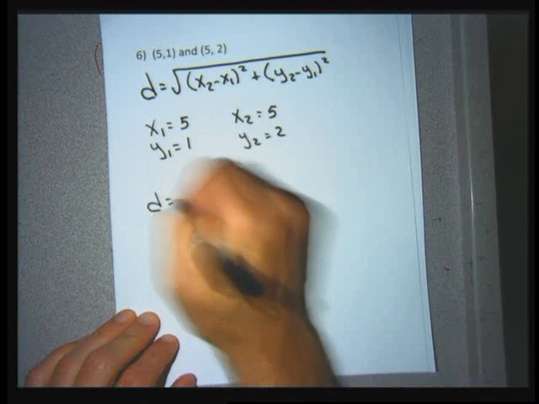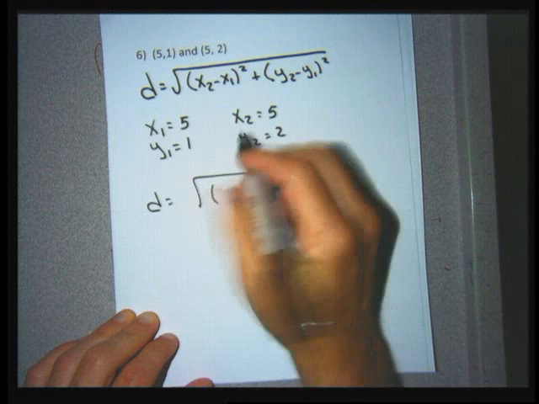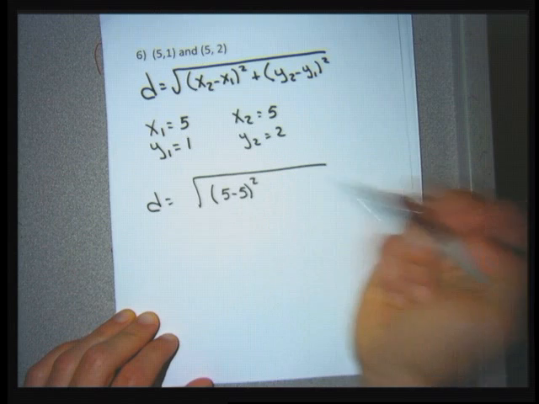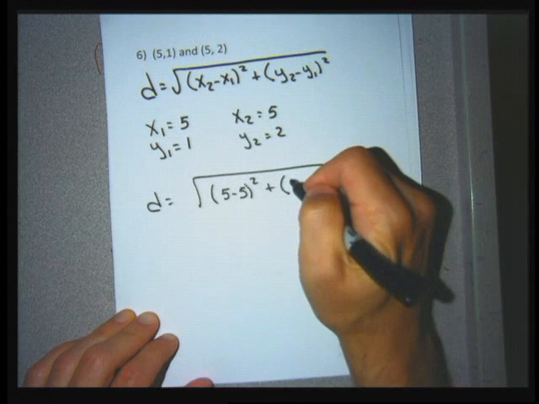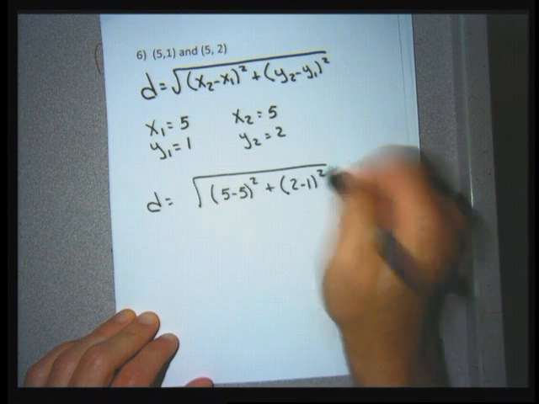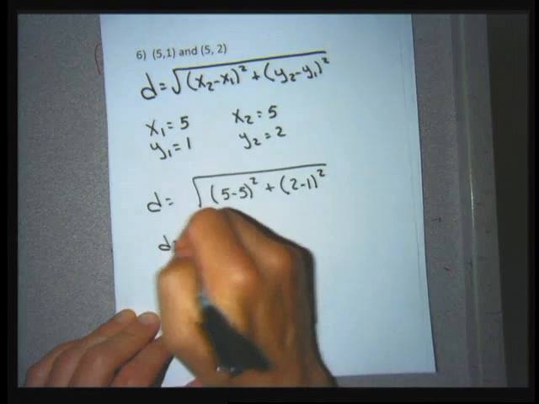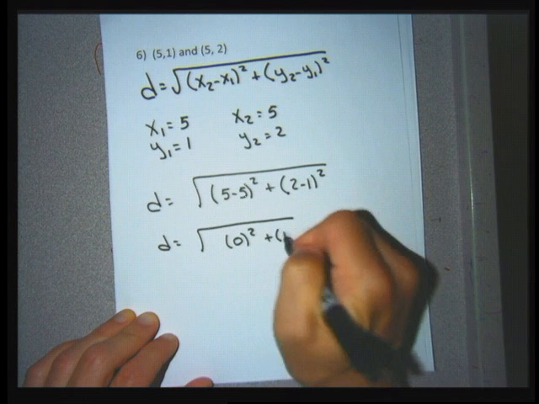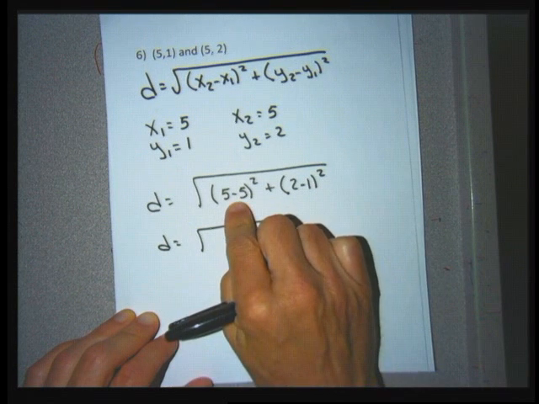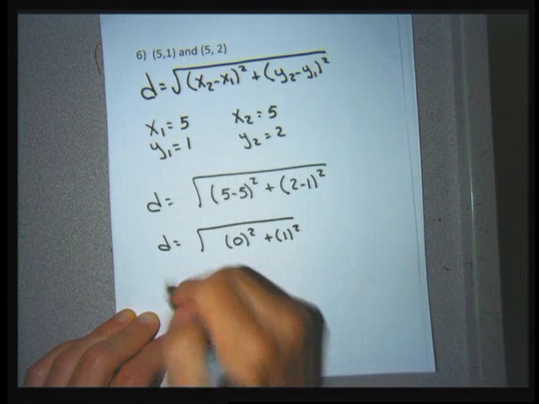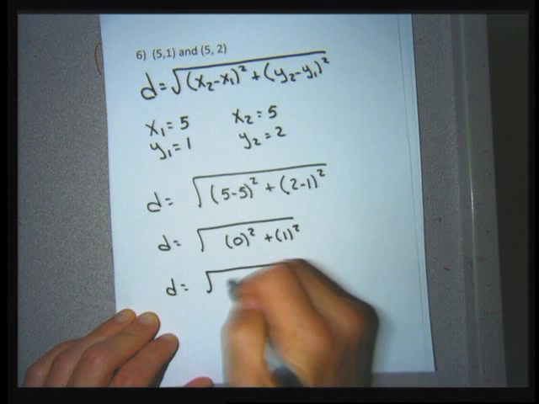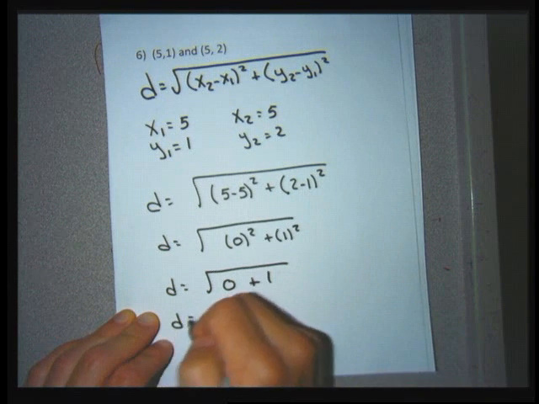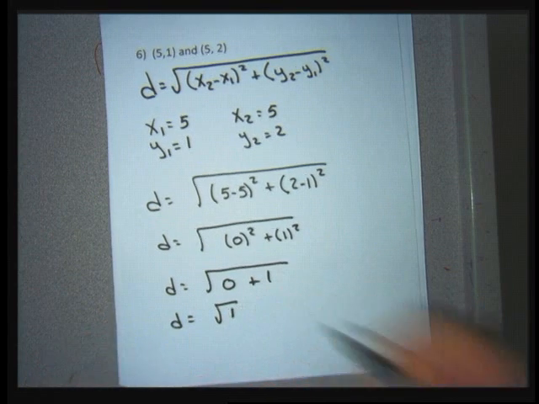Plug the numbers into the formula. I get the square root of x2 minus x1, which is 5 minus 5 squared, plus y2 minus y1, which is 2 minus 1 squared. This gives me the square root of 0 squared plus 1 squared, because the first parenthesis 5 minus 5 is 0. The second parenthesis 2 minus 1 is 1. 0 squared is 0 times 0, which is 0. 1 squared is 1 times 1, which is 1. 0 plus 1 is 1.